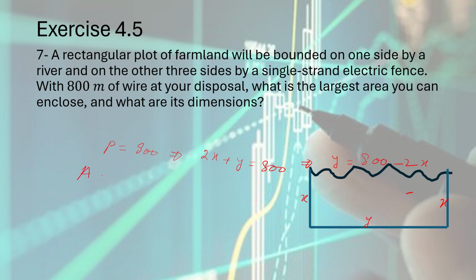Now the area of this will be what? Area of this farmland is simply length into width, so it will be x multiplied by y. Y is already found to be 800 minus 2x, so the area is 800x minus 2x squared. Now to find the critical point, we need to differentiate this function. So A dash will be 800 minus 4x. Equate that to 0, which will give you x is equal to 200.